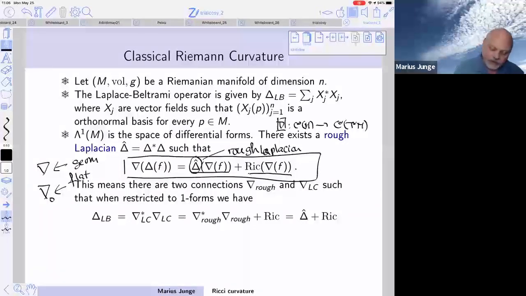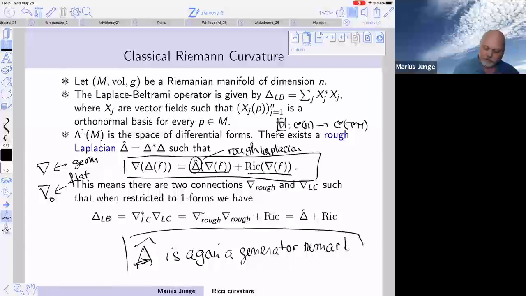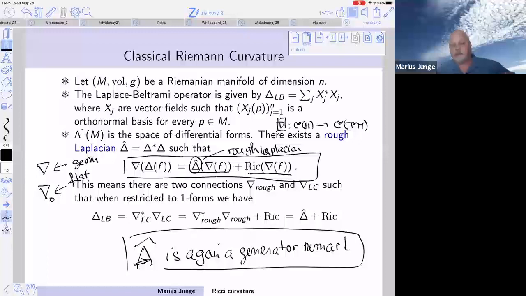But the important part here is that A hat, delta hat, is again a generator of a semigroup. And that will be the key remark for the following, right? So this is the funny thing. We are comparing delta, and then we have this generator outside plus the Ricci curvature. So this will be the key form, and people have looked at this for a long time. So this is not me first, there's work, but wow, Talmaya, Gong, they have looked for such kind of formulas for a long, long time.